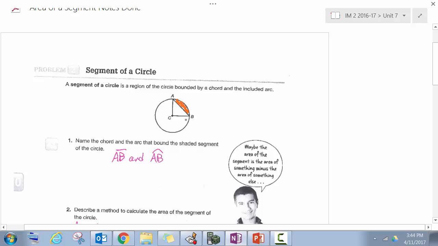So name the chord and the arc that bound the shaded segment. Well, segment AB and arc AB. So they have the same letters, but one is a segment, one is an arc.